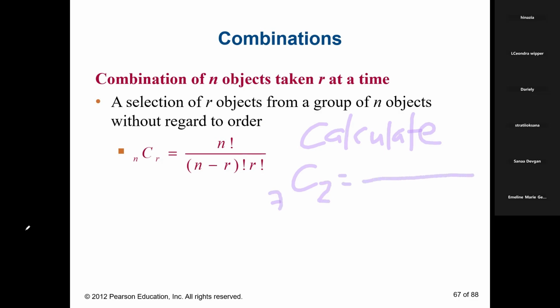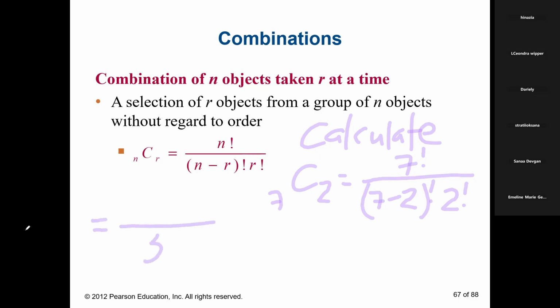Suppose we need to calculate 7C2, okay? N is 7, r is 2, so that gives you 7 factorial over 7 minus 2 factorial times 2 factorial, okay? Got it? Now, let's simplify here.